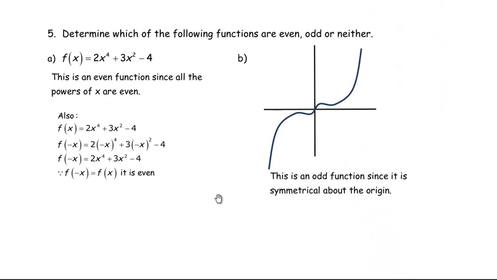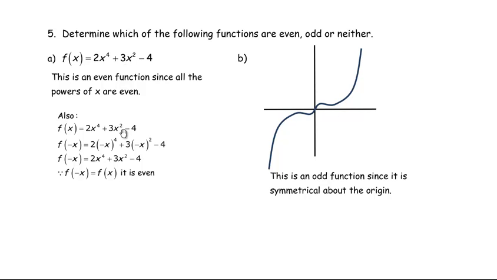Question number 5. Determine which of the following functions are even, odd, or neither. And the first one here, f of x equals 2x to the fourth minus 3x squared minus 4. This is an even function since all the powers of x are even. Okay, a 4 and a 2. So that makes it even.